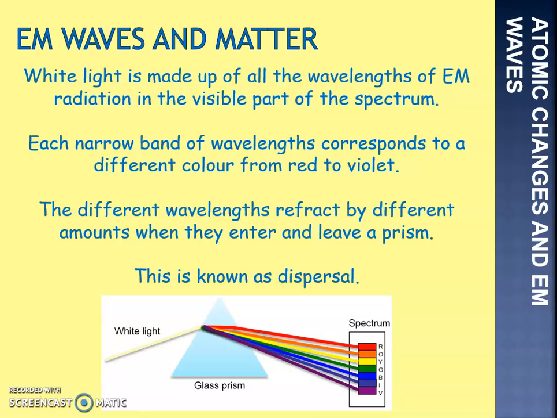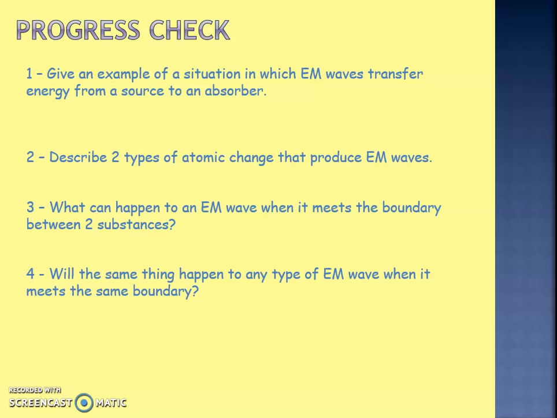Because each wavelength refracts by different amounts, when they enter and leave a prism, they start to refract differently and they spread out, and this is known as dispersion. This is why we can get the spectrum of light colours from putting light through a prism. It hits it at an angle, then hits it at a different angle, causing it to refract and refract again, slowing them down, and then you'll get the colours.